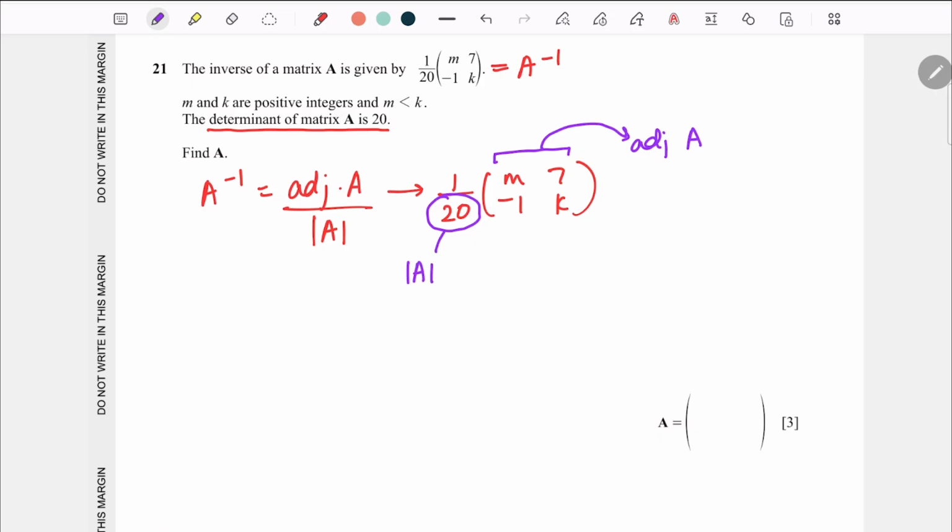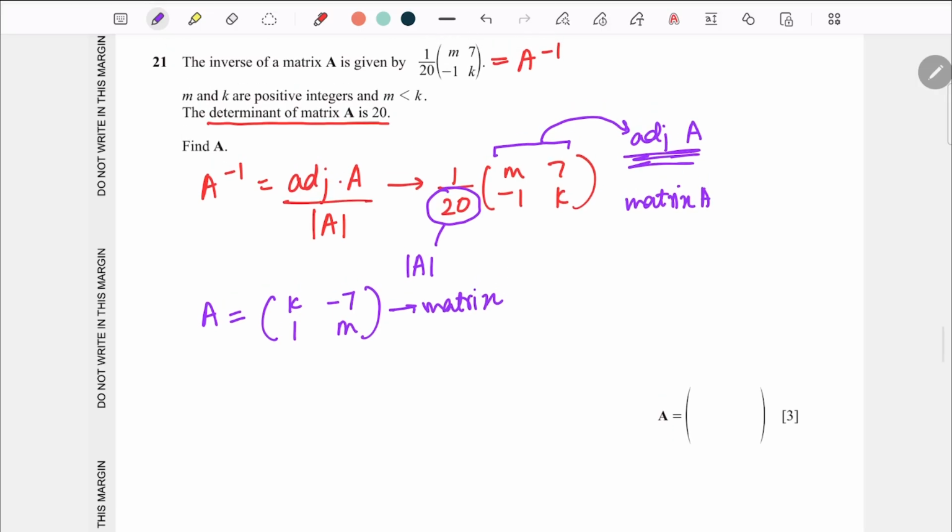So to convert this adjoint of A into matrix A, I'll write A is equal to, I'm going to flip the positions of m and k, and I'm going to flip the signs of 7 and 1. So flipping the places of m and k, I'll get k and m, and when I flip the signs of minus 1 and 7, minus 1 will become 1 and 7 will become minus 7. So this is matrix A.